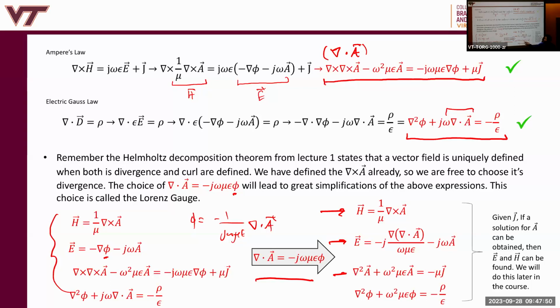Del squared E plus k squared, beta squared E, right? Omega squared mu epsilon is beta squared. It's equal to some form of J on the right-hand side. This is easier to solve. We'll solve that later when we're given a source distribution.